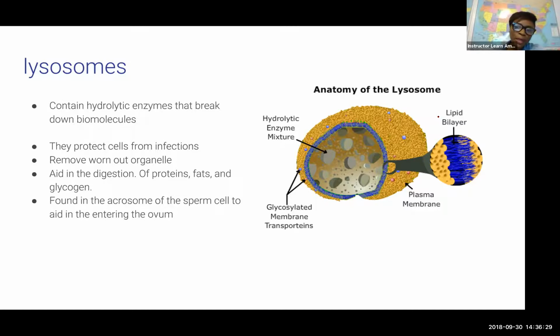egg cell. So if you take a look at the diagram here, we're showing that the enzyme materials are found inside of the lysosome, and it has a membrane, because remember, this is a eukaryotic cell. It has this membrane which allows materials to move in and out of it.